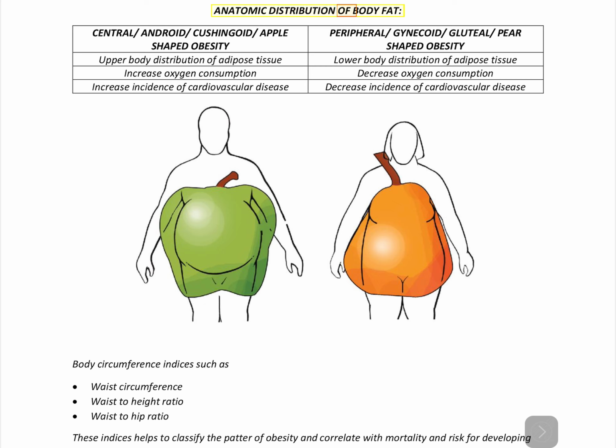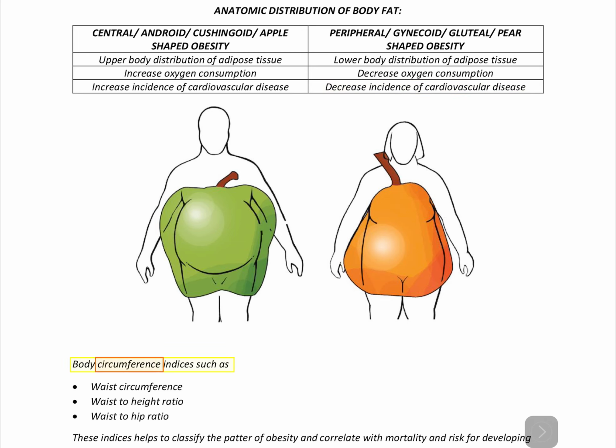Anatomic distribution of body fat. Central, android, cushingoid, apple-shaped obesity is upper body distribution of adipose tissue, with increased oxygen consumption and increased incidence of cardiovascular disease. Peripheral, gynecoid, gluteal, pear-shaped obesity is lower body distribution of adipose tissue, with decreased oxygen consumption and decreased incidence of cardiovascular disease.